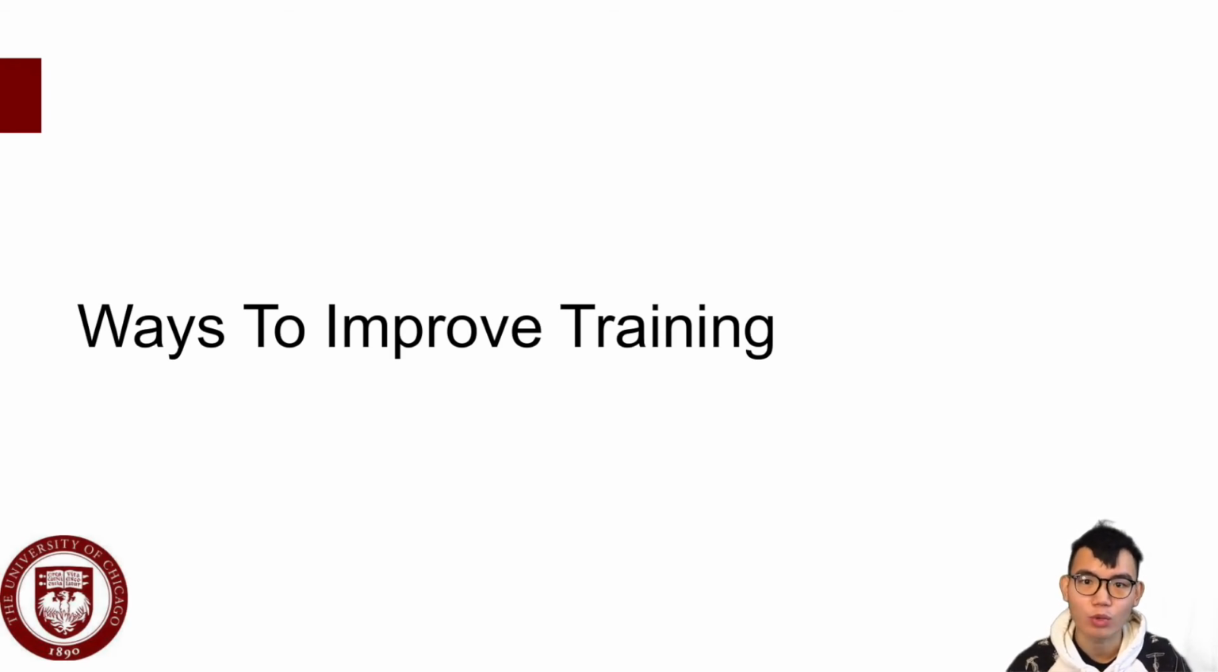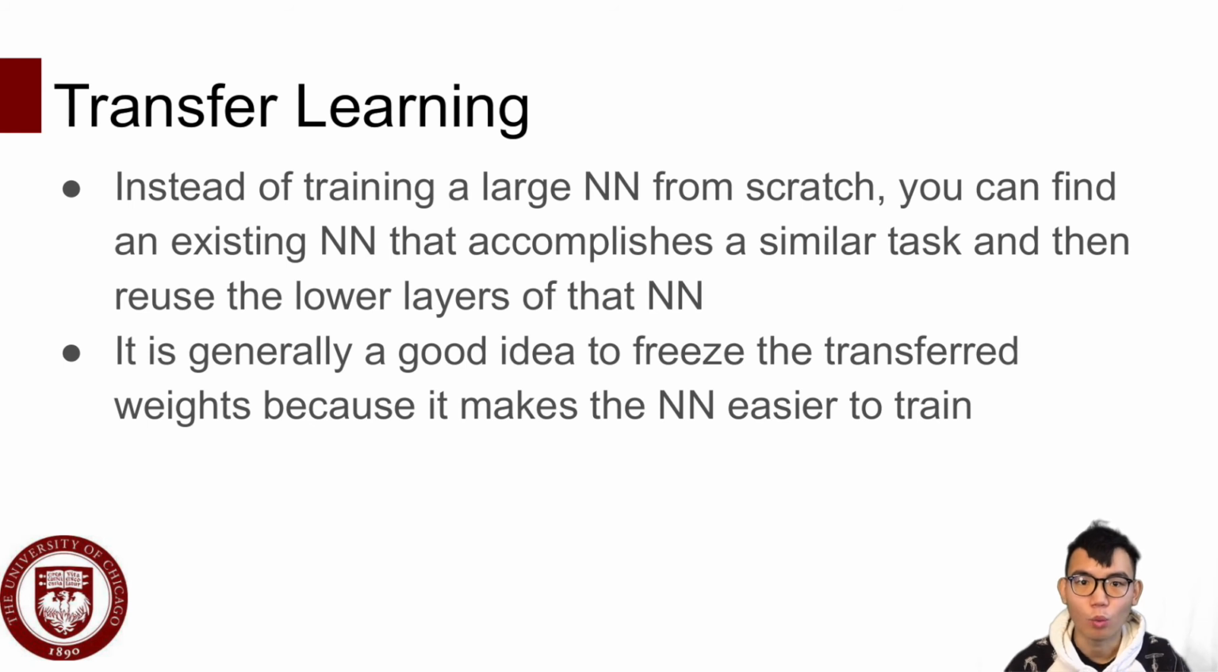And lastly, we will discuss some of the ways that we can further improve training. One thing that you can do when you have a small amount of data is to try transfer learning. This is simply where instead of training a neural network from scratch, you can find an existing neural network that accomplishes a similar task and then reuse the lower layers of that neural network.